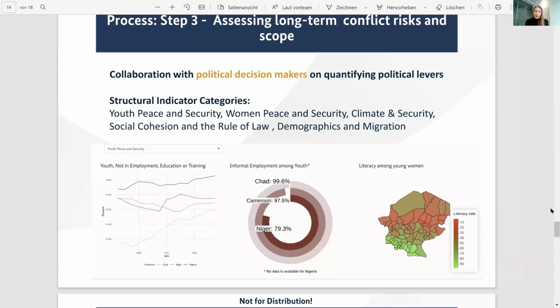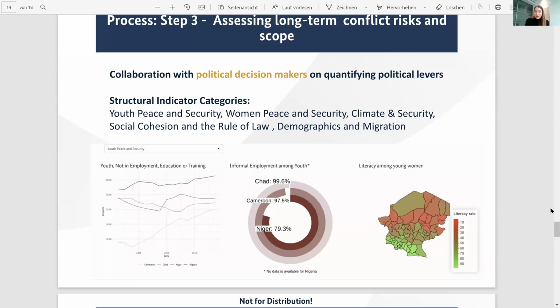We are developing the selection of the structural indicators in close collaboration with our political decision makers, our country-based teams and departments here at the German Federal Foreign Office. This is a first selection that you can see here. Those categories of indicators have been identified as particularly relevant for the Lake Chad region by our stabilization department. So we use those in the first pilot study: Youth, Peace and Security, then Women, Peace and Security, Climate and Security, Social Cohesion and the Rule of Law, and Demographics and Migration. And what you see visualized here is the first indicator as an example of how the setup would look in the end. This is a focus on youth, peace and security.